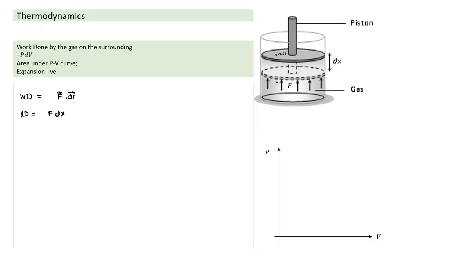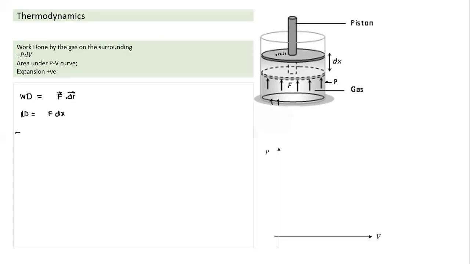So here also, let's see what will happen in this case. Suppose there's a gas here at a pressure P inside, and the gas expands. As we have seen in the previous case, if you supply heat and the pressure is not changed, the volume will increase. So let's say the piston has moved a distance delta x. What is the work done by the gas here? Let's understand work done by the gas.